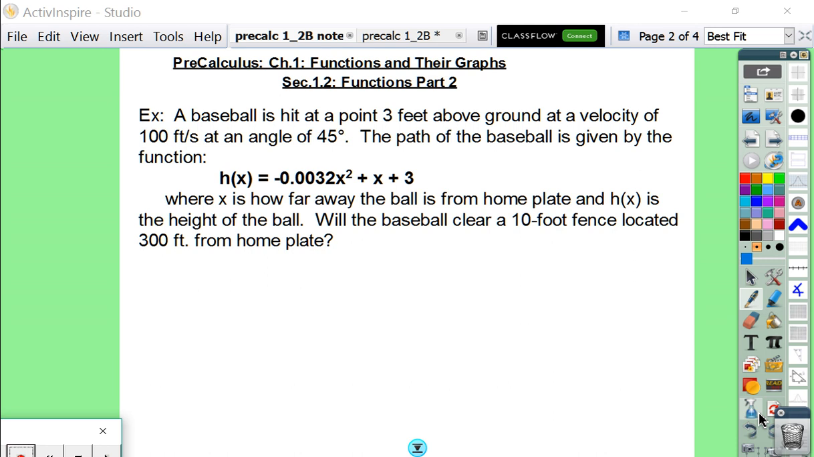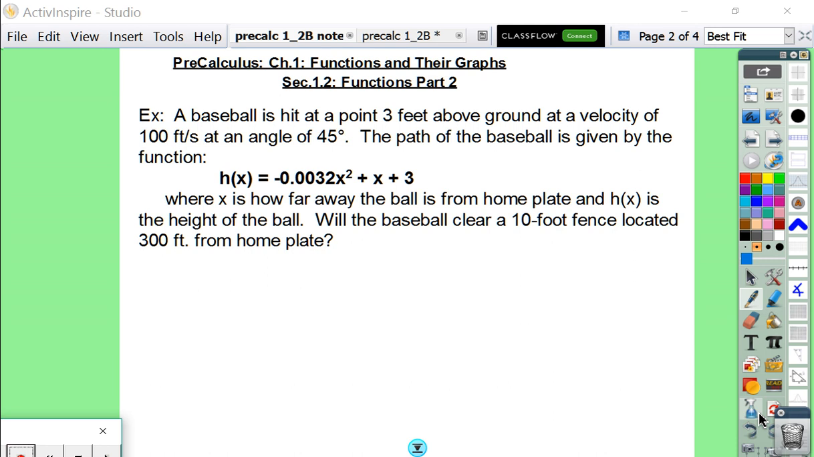So we have a baseball. It is hit at a point 3 feet above the ground at a velocity of 100 feet per second. It is hit at an angle of 45 degrees, and the path of the baseball is given by the function: the height of the baseball at any point in time is equal to negative 0.0032 x squared plus x plus 3, where x is how far away the baseball is from home plate.